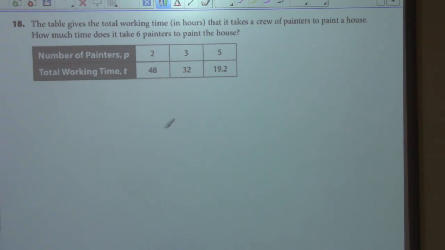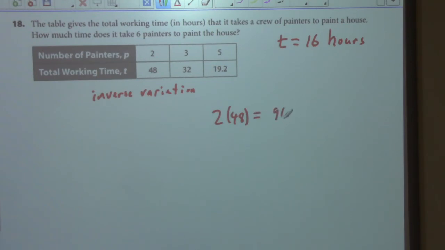So for my final answer, I got 16 hours. So how much time? So 16 hours? Yeah. So you say T, how much time you're looking for? So time equals 16 hours? Okay. What kind of variation is this? Inverse. So inverse variation. Okay, how did you figure this out? So I started by getting the 42 and then 48 and multiplied it by 2. So you have 2 times 48. And then I divided 96 by 6. So 96 divided by 6 is equal to 16. 16, okay.